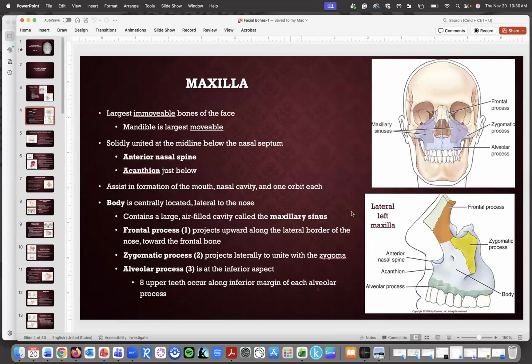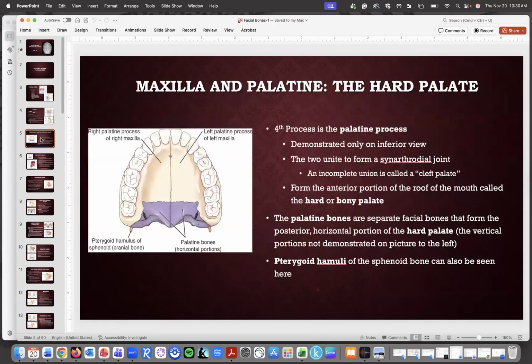All right, so again, that maxilla talked about the zygomatic process. That's a big one to take away, as well as the alveolar process. Acanthion's there, and the anterior nasal spine. Also within the maxilla, we discussed the maxillary sinuses that we see there.